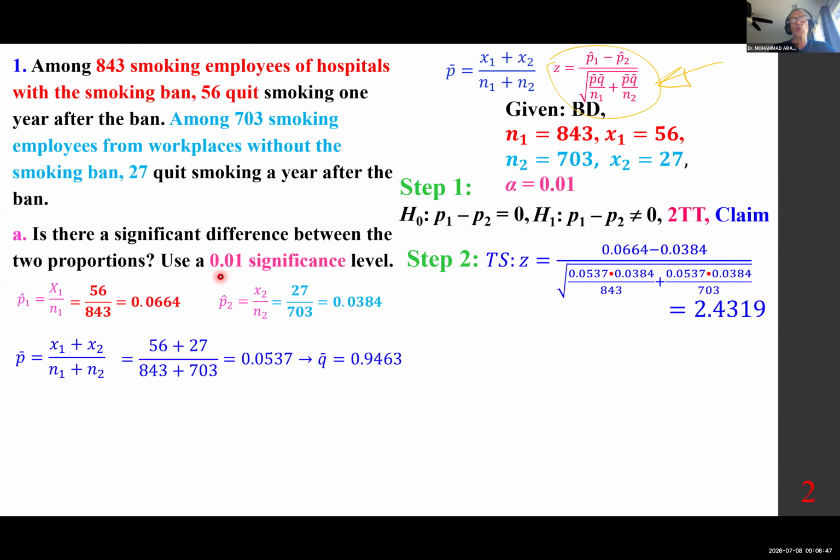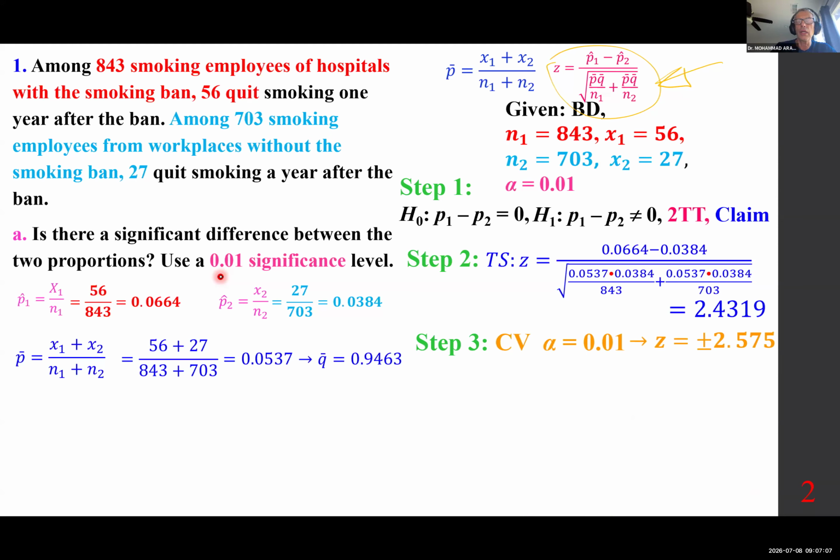Critical value: alpha is 0.01. In the case of a binomial distribution, it's being approximated by normal distribution. One approximation is bad enough. We always use the Z. Alpha is 0.01. It's a two-tailed test. Two-tailed test. Plus minus 2.575.